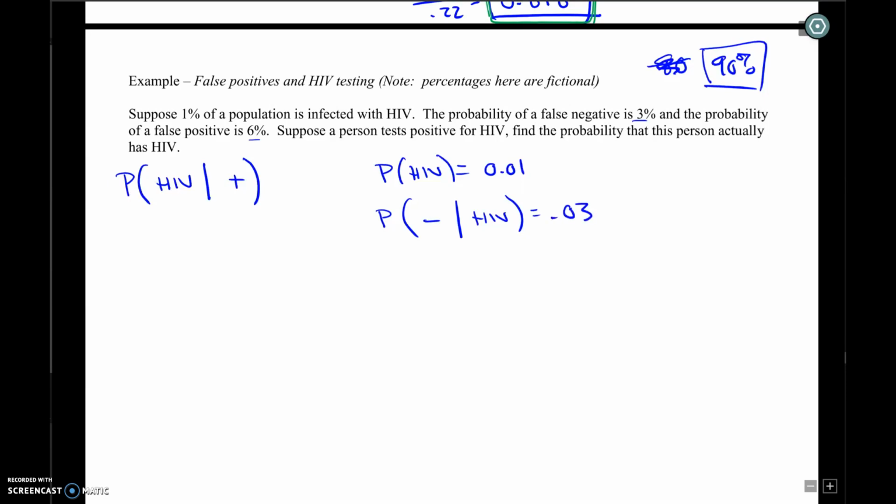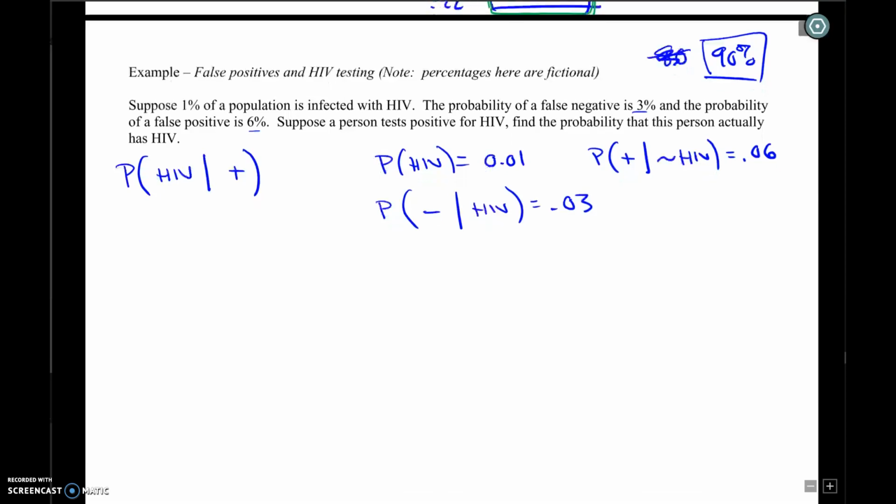If you have HIV, you should test positive, but you're not. And then this is a probability that you test positive given, so if you test positive and it's a mistake, that means you don't actually have HIV. So you have no HIV. And that's 0.06. So those are both mistakes.